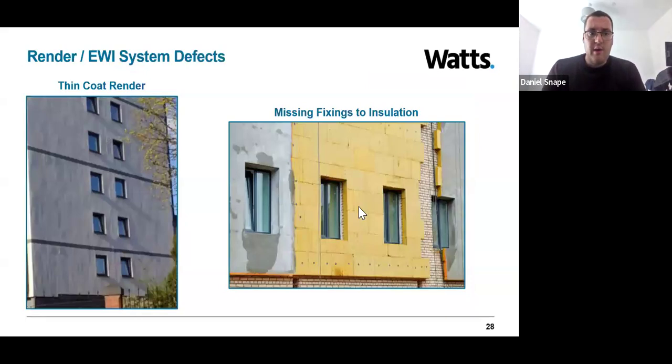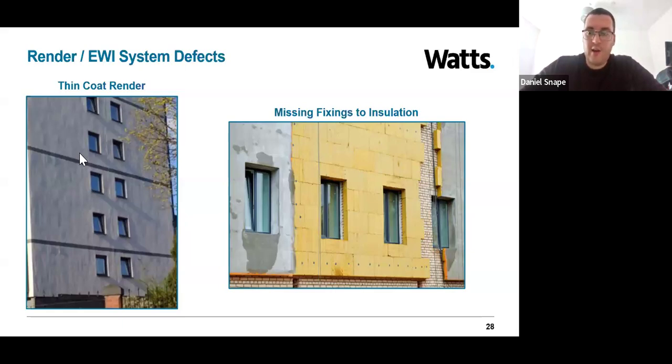Moving on to render and external wall insulation system defects. There's two things that I wanted to highlight from this slide. The first is the left image, which is something that I've seen called thin coat render. This image basically shows what appears to be a patchy elevation of render. You may be able to see the square patch across the facade. In this instance, it was considered this could be due to the render being applied too thin over the external wall insulation system. And the result of that is that it looks really poor.